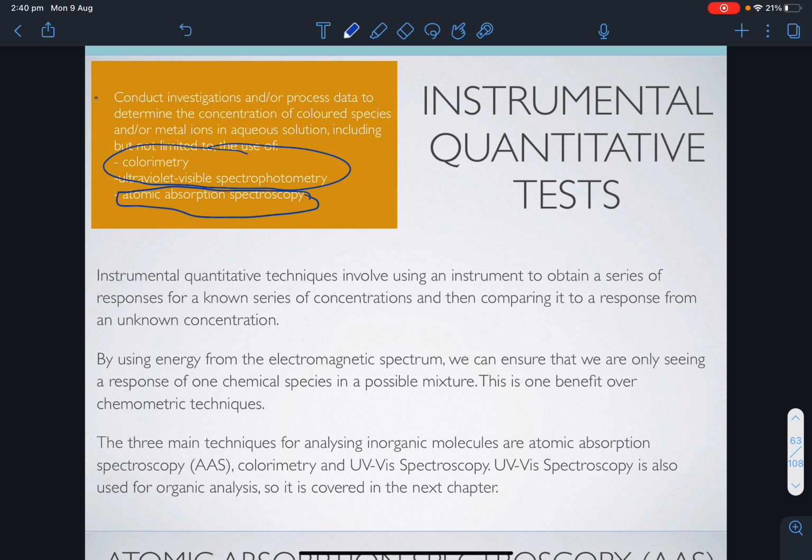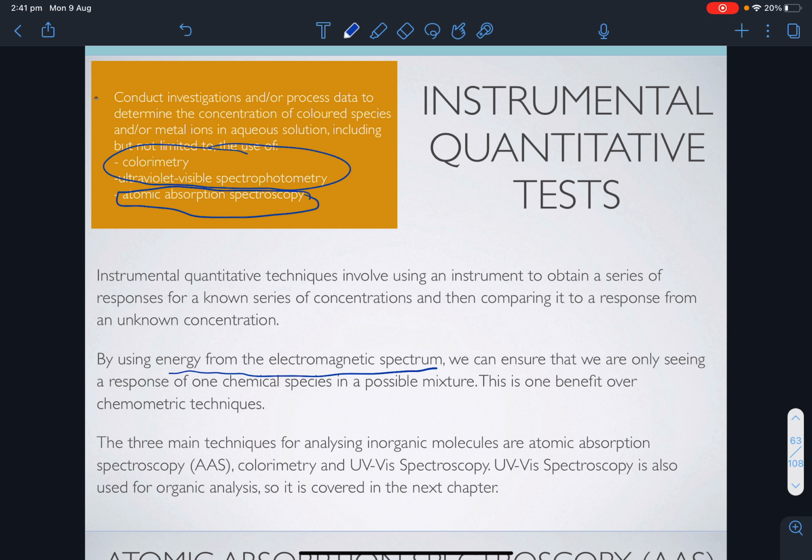Okay, so in general, instrumental quantitative techniques involve using an instrument to obtain a series of responses for different concentrations. And then you run your unknown sample through the same machine and compare its response to the known responses. Okay? So usually in spectroscopy or spectrophotometry, we're using energy from the electromagnetic spectrum to cause some type of interaction with the chemical species. Okay? So in all of these we're looking at absorption. Absorption of certain light.